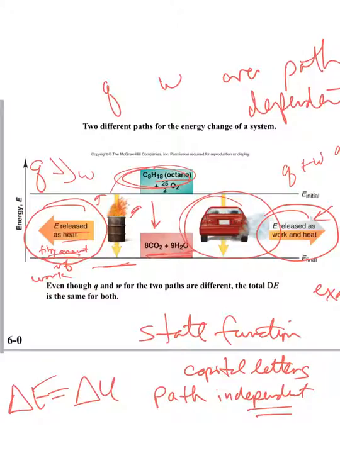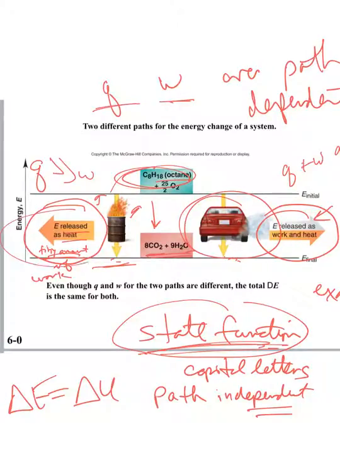So what this slide hopefully illustrated for you is that the change in the internal energy is the same, the length of the yellow arrows, because it's a state function. The value of Q and W are different because they're not state functions, they're path dependent.